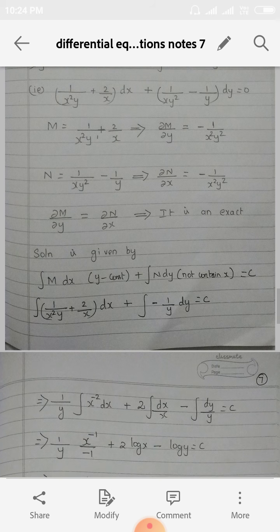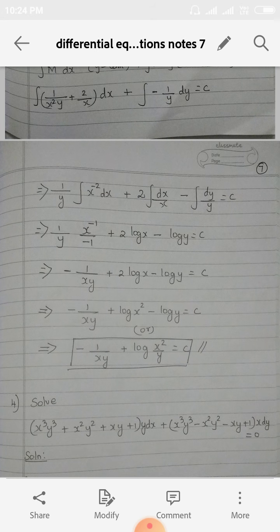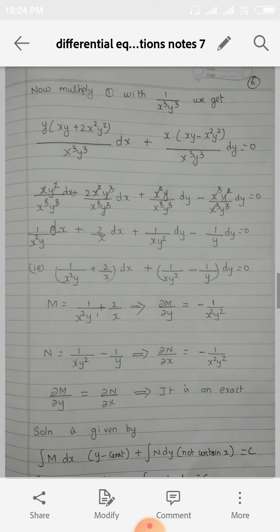What does exact mean? What is the solution? Integral of M dx, treating y as constant, plus integral of N dy, taking only terms not containing x, is equal to c. So after integrating, we get the solution: −1/(xy) + log(x²/y) = c.